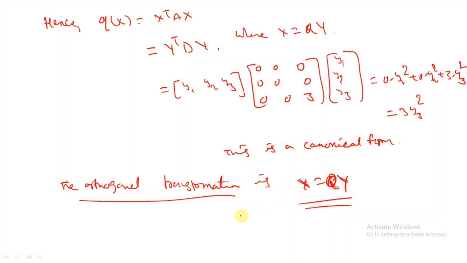First, write the symmetric matrix for the given quadratic form. Next, find the eigenvalues and eigenvectors. After finding eigenvalues and eigenvectors, find the orthonormal vectors.